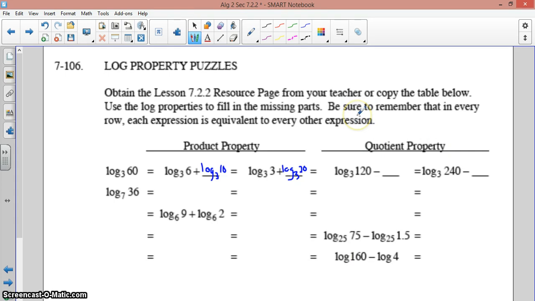Over on this side, we're using the quotient property, so that'd be log base 3 of 120, and I can subtract then log base 3 of 2. And we know 120 divided by 2 is 60, so that would be equivalent to log base 3 of 60. And finally, again, we want to use the quotient property, and if I start with log base 3 of 240, and I subtract log base 3 of 4, I just divide those two numbers. 240 divided by 4 is 60, and I would get log base 3 of 60. So from here on out, you just want to fill in all these blanks with appropriate correct logs and rewrite with the product or quotient property as your practice.